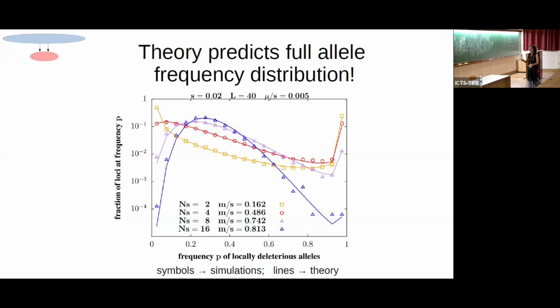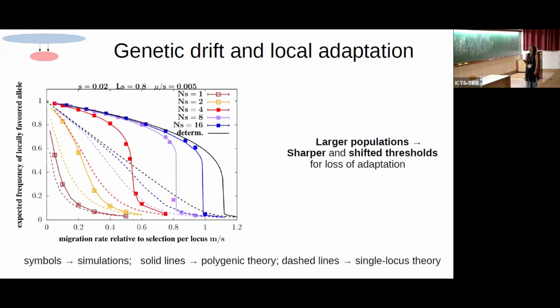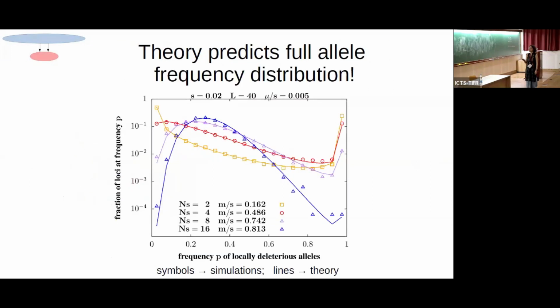And the details here are not so important, but I also wanted to say that so far I was looking at the expected frequency of the locally favored allele, but actually one can predict the whole allele frequency distribution at any one locus. And this also matches the theory very well.